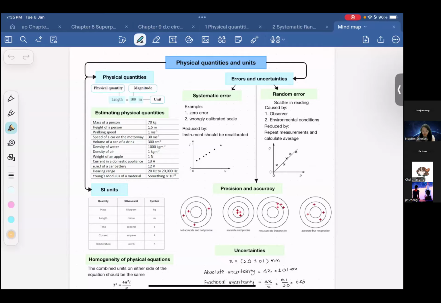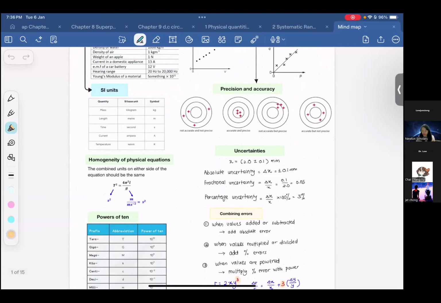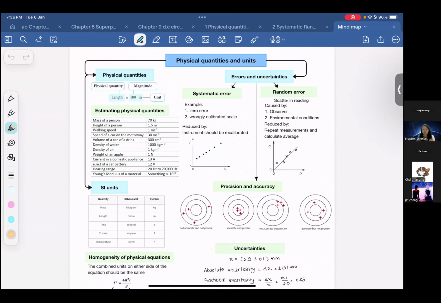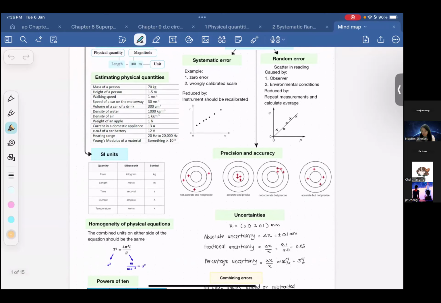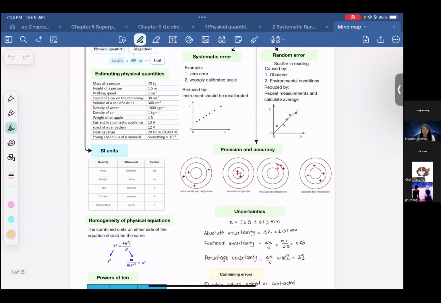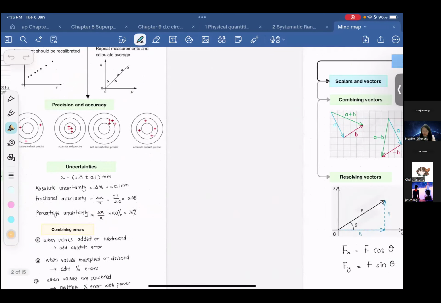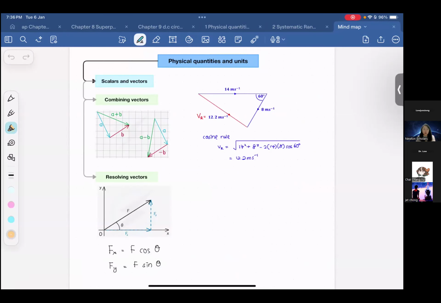Today we'll learn about physical quantity, how we do some estimations, SI units, and powers of 10. We'll learn about errors and uncertainty, what kinds of errors we will have and their causes, then precision and accuracy. Then we'll learn something new, how we find the uncertainty. After that, in chapter 1, one more subtopic, scalar and vector quantity.